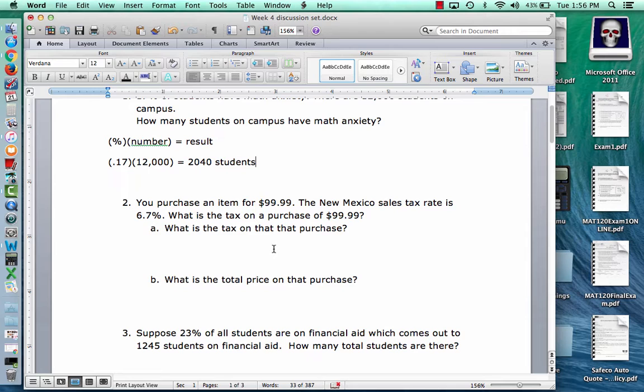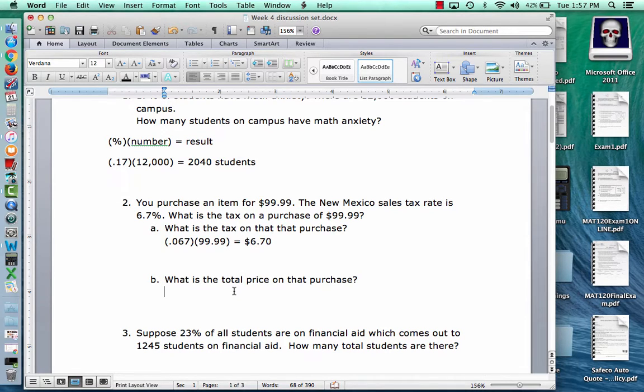Okay, next. It says you purchase an item for $99.99. New Mexico sales tax rate is 6.7%. What is the tax on a purchase of $99.99? So tax is a percent of the sales price. So we're going to do 0.067, that's how I convert 6.7% to a decimal, times the $99.99, and that will give me the tax. 0.067 times 99.99, rounded to the nearest cent, is 6.70. So the tax is $6.70.